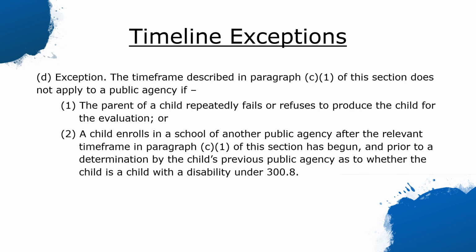One thing to be aware of about the timeline, there are some exceptions, one being the summer break exception just covered. Additionally, Section 300.301(d) under the IDEA stipulates two further exceptions to the evaluation timeline if 1. The parent of a child repeatedly fails or refuses to produce the child for the evaluation, or 2.